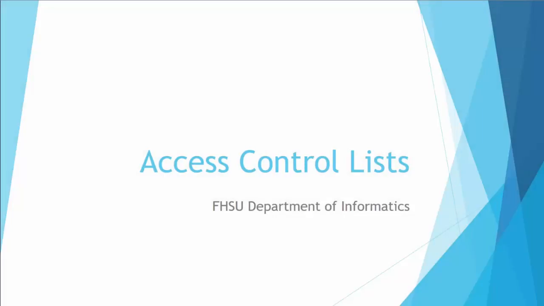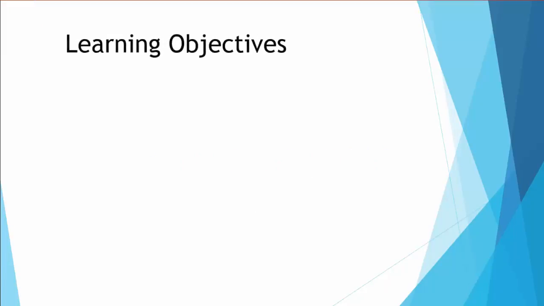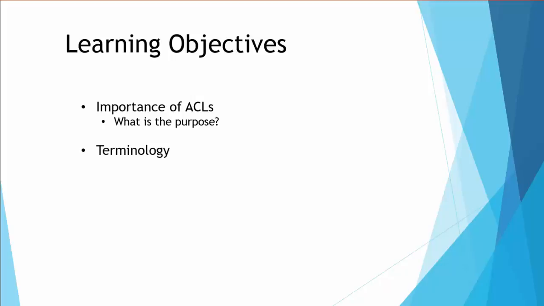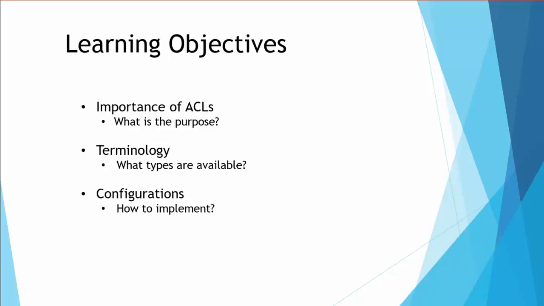Welcome to this tutorial on access control lists, also known as ACLs. Our primary goal today is to master the core concepts that are required for implementing access lists. To achieve this, we will begin by discussing the importance of ACLs and what purpose they serve. From there, we will cover some of the key terminology and explain the different types of ACLs available. Lastly, we will dive into the actual configurations and syntax used to implement access lists.